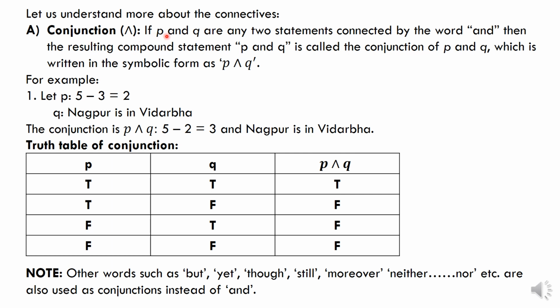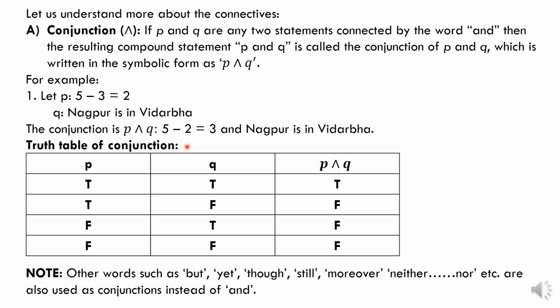How to define a conjunction? If P and Q are any two statements connected by the word and, then the compound statement is denoted as P and Q. It is called conjunction of P and Q. Just note down the symbolic form of P and Q. For example, suppose P is 5 minus 3 is equal to 2. Q is Nagpur is in Vidarbha. Then their conjunction is P and Q, that is, 5 minus 3 is equal to 2 and Nagpur is in Vidarbha.